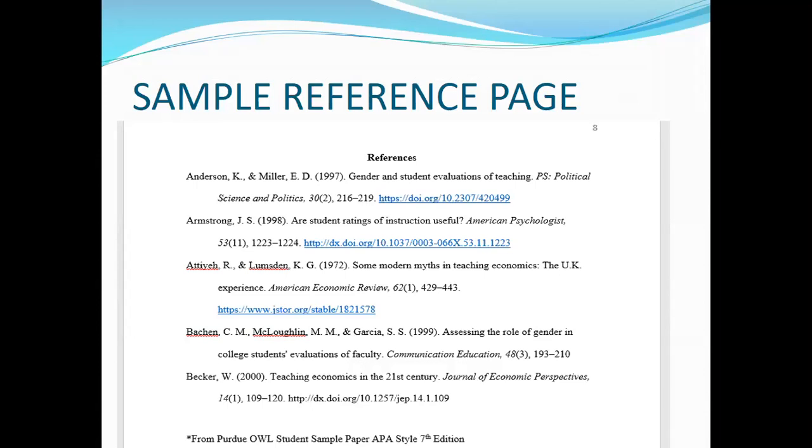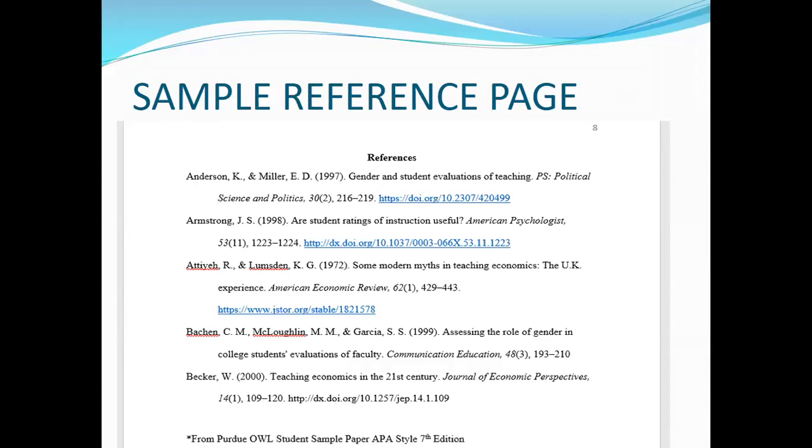And notice it uses sentence case, so only the first word is capitalized, and proper nouns are capitalized as well. But every other word in the title is written in the lowercase. But when we look at the journal, it is capitalized and italicized. So Political Sciences and Politics is the name of the journal. And 30 is the volume number, 2 is the issue number, the page range, and then a DOI must be provided. And I'll talk about that a bit later.